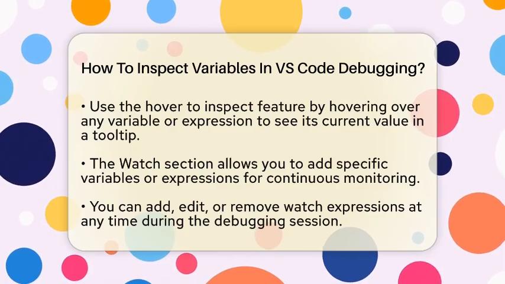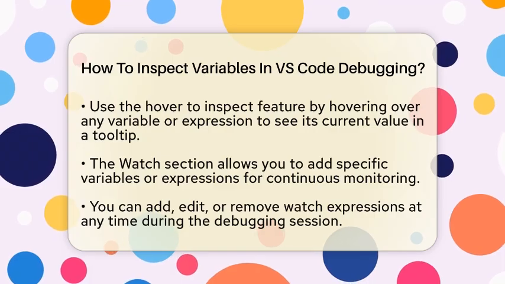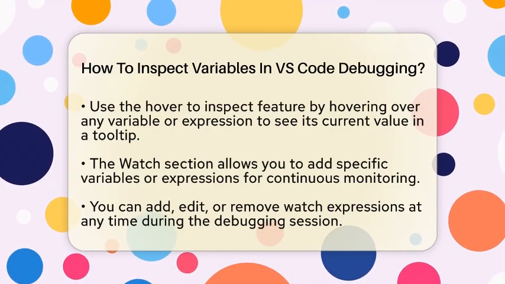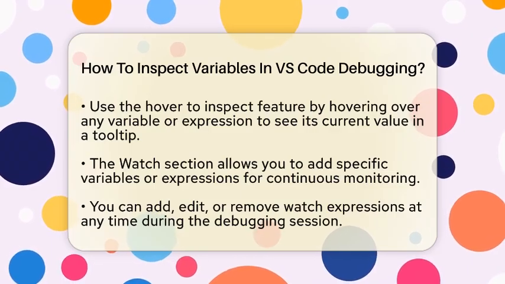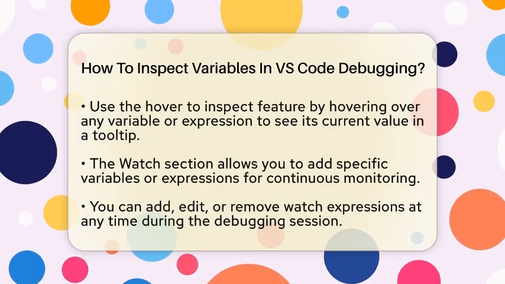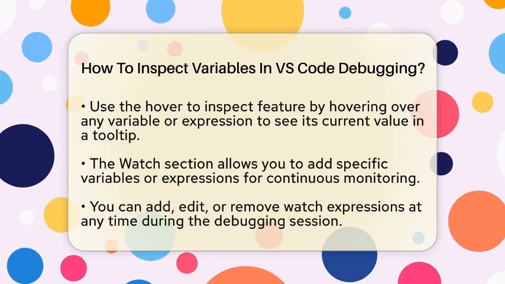Next, let's talk about the Watch section. This pane allows you to add specific variables or expressions that you want to monitor continuously. It is especially useful when you want to keep an eye on particular values without searching for them in the variables list. You can add, edit, or remove watch expressions at any time during debugging.